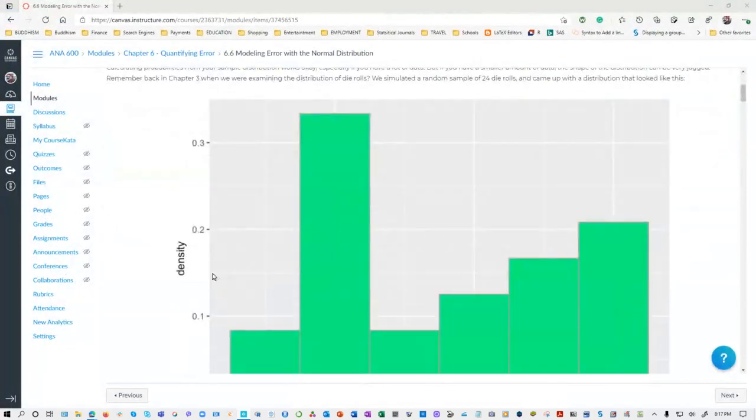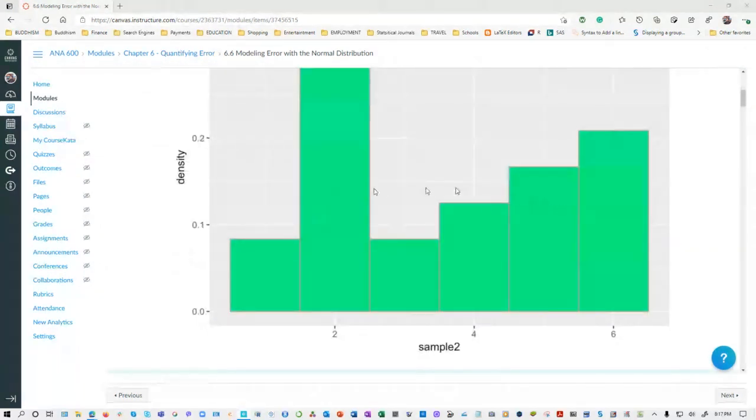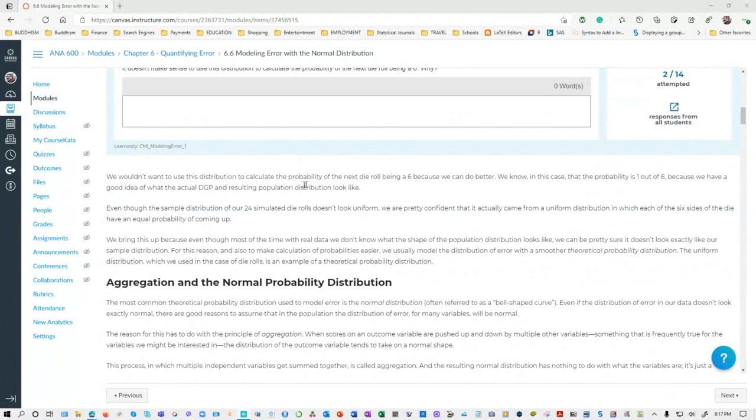They say the calculated probabilities from your sample distribution work okay, especially if you have a lot of data. But if you have a smaller amount of data, the shape of the distribution can be very jagged. Remember back in chapter 3, when we were examining the distribution of die rolls, we simulated a random sample of 24 die rolls and came up with a distribution that looked like this. It doesn't have any shape. You wouldn't want to use this distribution to calculate the probability of the next die roll being a 6, because we can do better.